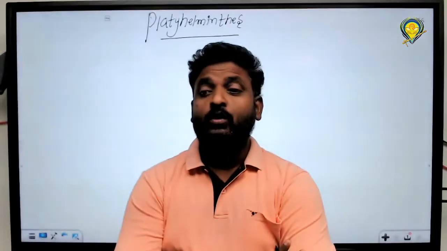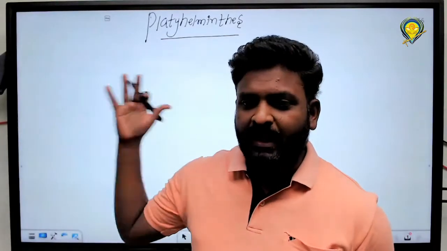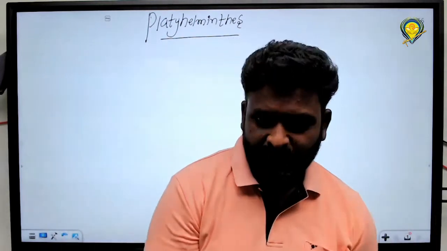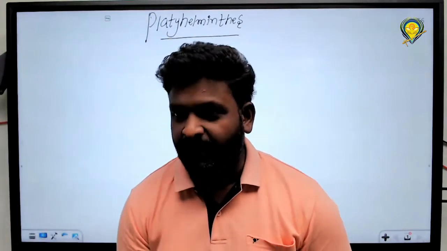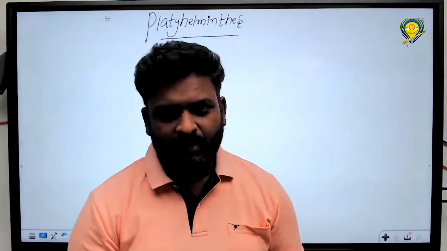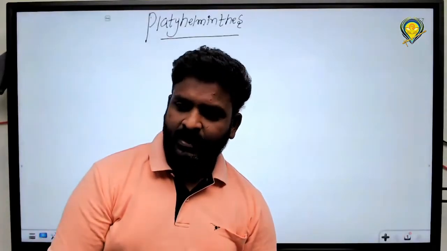Basically, there are two types of helminth parasites. One is Platyhelminthes, right? The next one is what? Nemathelminthes, also called nematode. What do you call? Nematode, right? So that's it. So in this, one of the phyla is Platyhelminthes. Got it?